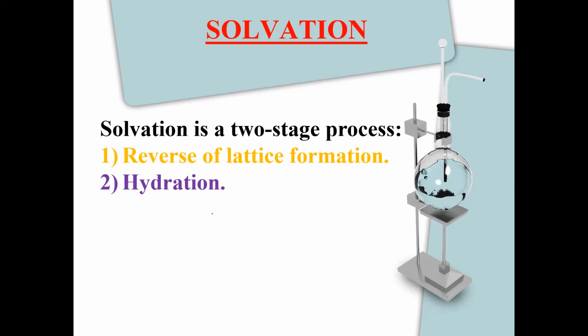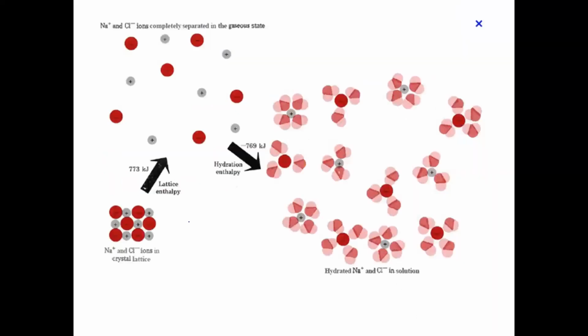In hydration today we have discussed this. So whenever we are willing to make a solution, we should remember that there are two stages. We first have to break the lattice, and then we have to make the ions solvated, hydrated in an aqueous solution. So there are two stages of solvation.